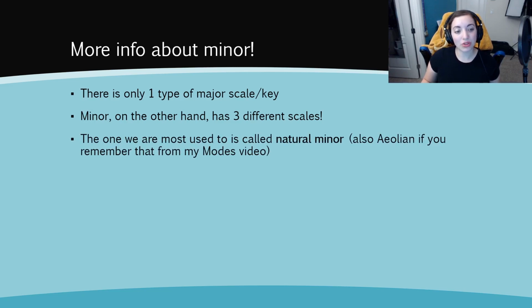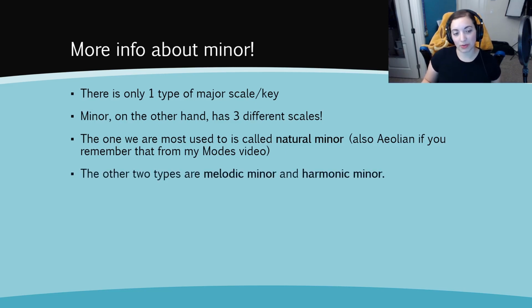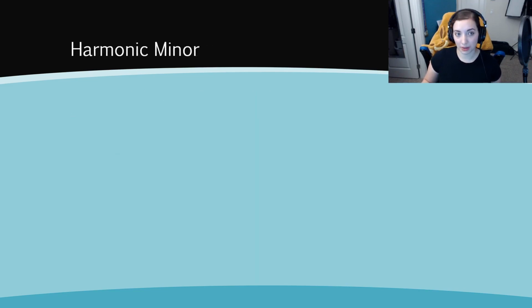So the one that you're most used to that we just went over is called natural minor. Okay. Also, if you remember my modes video, it's Aeolian mode. Aeolian mode is the same thing as the natural minor scale. Okay. So we're used to natural minor. But there are 2 other types. They are called melodic minor and harmonic minor. All right, and I'll go through each of these for you. Okay, so let's actually start with harmonic minor.